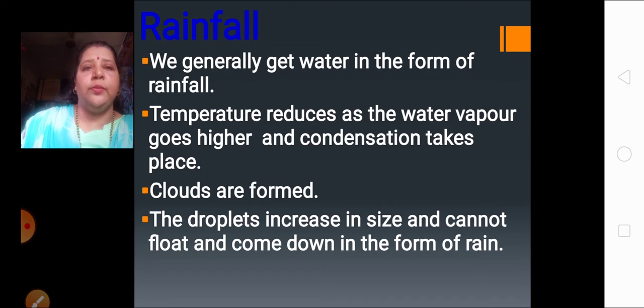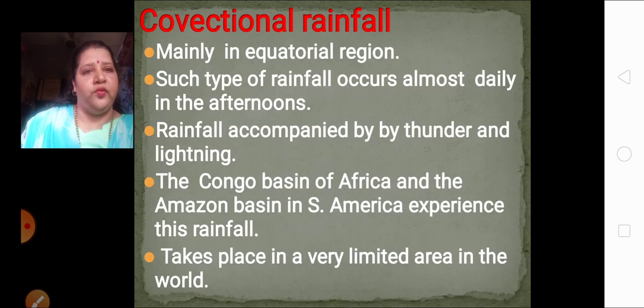Firstly, we'll talk about the convectional rainfall. This type of rainfall mainly takes place in the equatorial region. Why in the equatorial region? Here the temperature is high. In the equatorial region the temperature is high. We have learned about the equatorial region. The temperature is high because of the perpendicular rays of the sun.